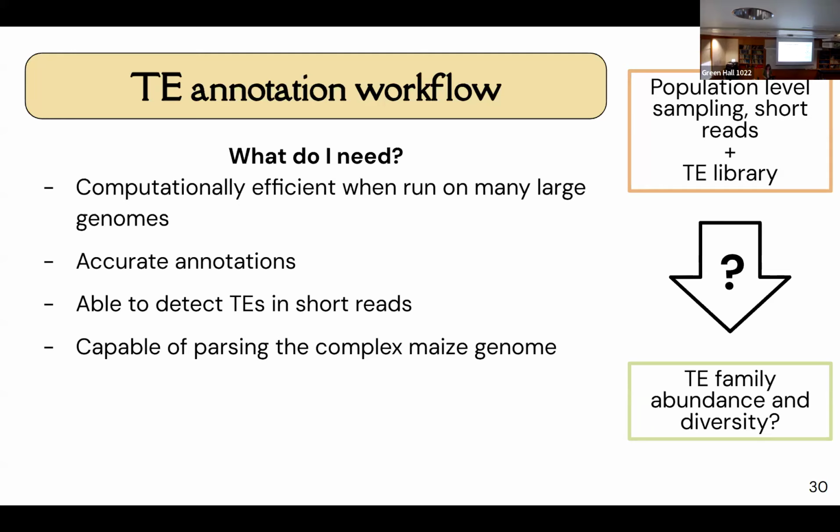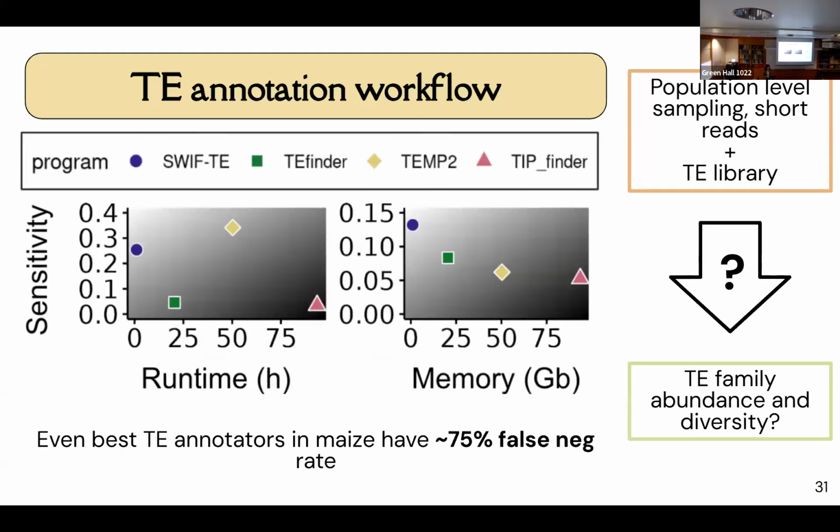Additionally, I, of course, want accurate annotations, specifically accurate annotations from short reads, which is notoriously difficult. And whatever program I use must be capable of parsing the complexity of the maize genome, which is highly repetitive and quite large. So I tried many programs, none of which met all of these criteria. Even programs made to annotate TEs from short reads in maize underperform.